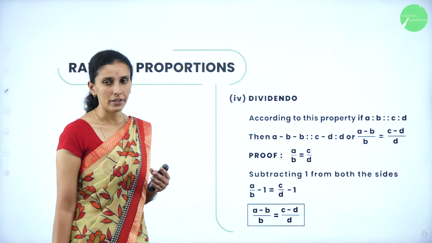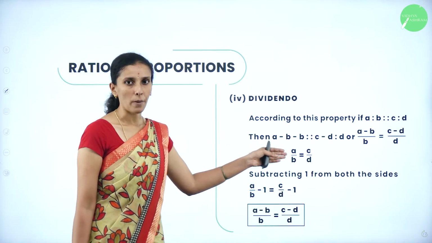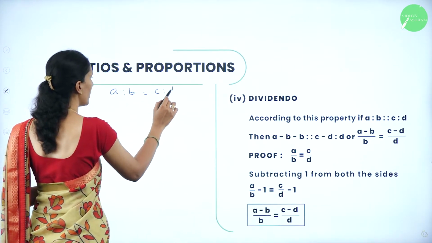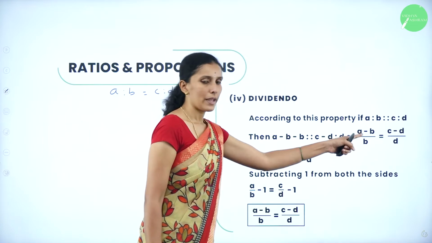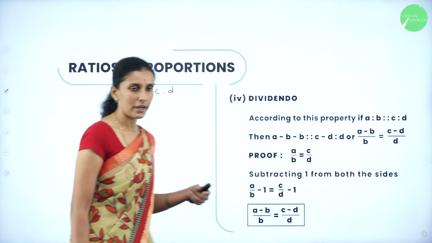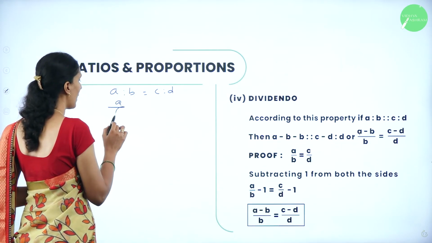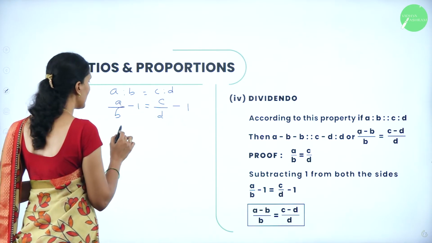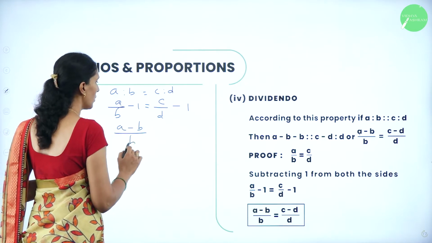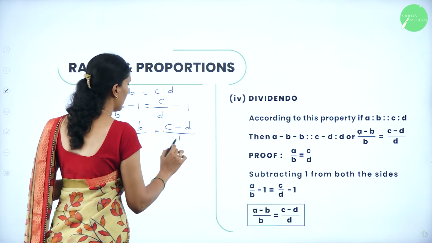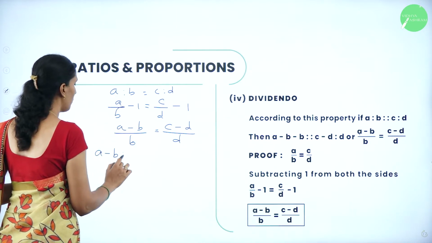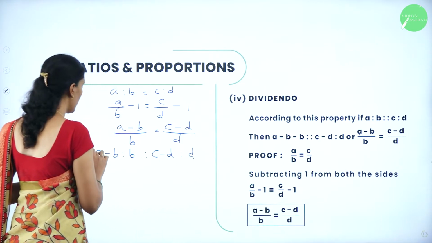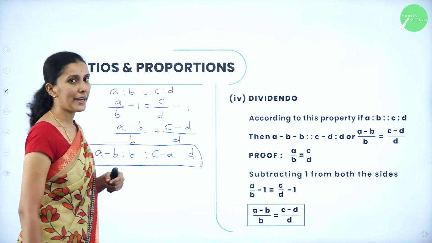Next we have dividendo. According to this property, if you have a ratio A is to B is equal to C is to D, then this form: A minus B by B, C minus D by D. So here A by B, here we have C by D. Subtract 1 on both sides and take the LCM. So you will get this form. Again you can write this in the form of proportionality. So this is called dividendo.